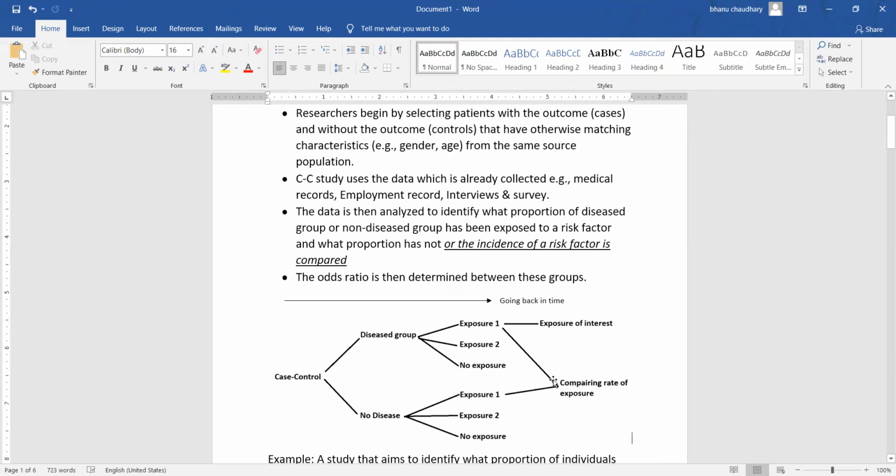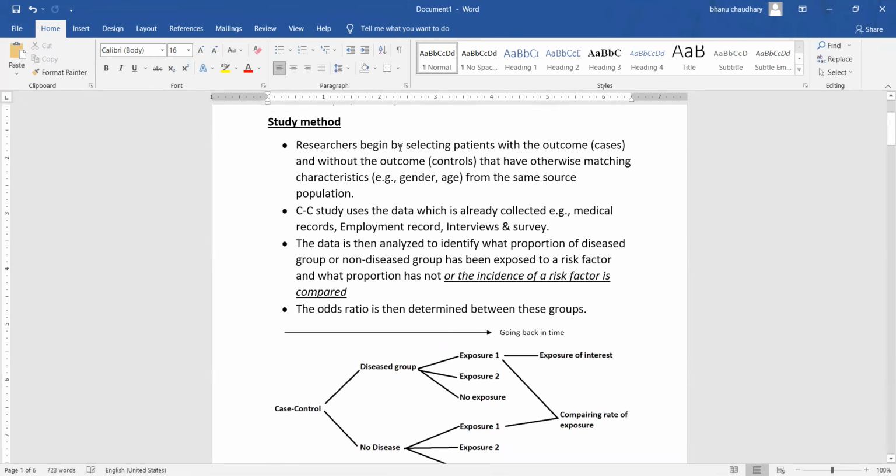Okay, so in the case of cohort studies, what you are knowing is the incidence of a certain disease, or the rate of a certain disease. But in a case control study, you want to know the rate of exposure. In a cohort study, you want to know the rate of the disease. In a case control study, you want to know the rate of exposure, whether a certain exposure is more prevalent in the disease group or not, right?